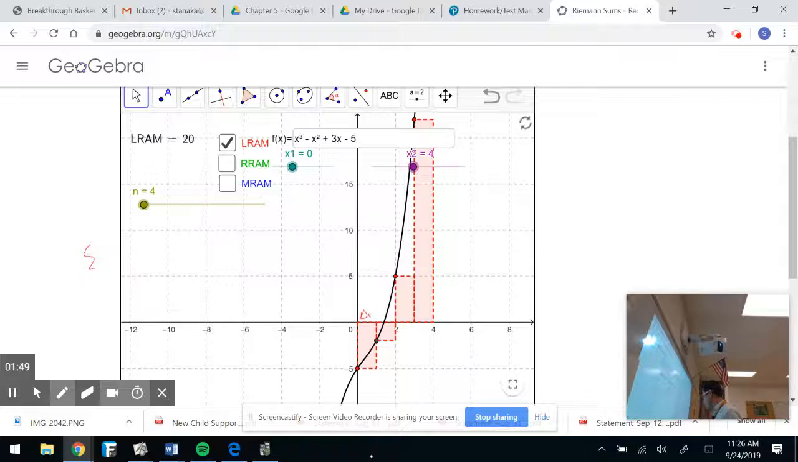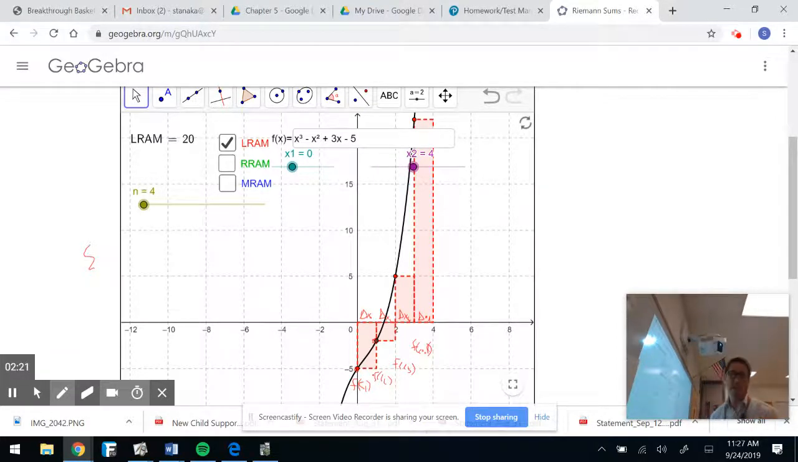I'm going to call this the change in x1, and that the change in x2. You can draw this in the little spot that I just gave you. So I have a change in x1, a change in x2, x3, x4. And the height of the function, if I'm using LRAM, would be f of c1, with c1 being 0 in this case. That would be f of c2, f of c3, and f of c4.